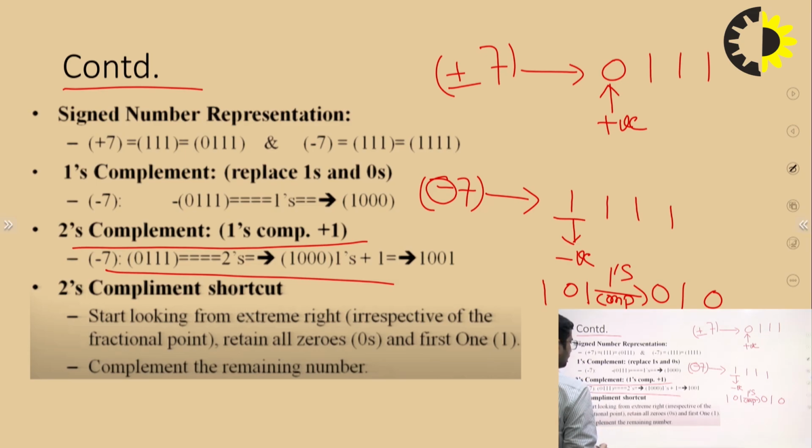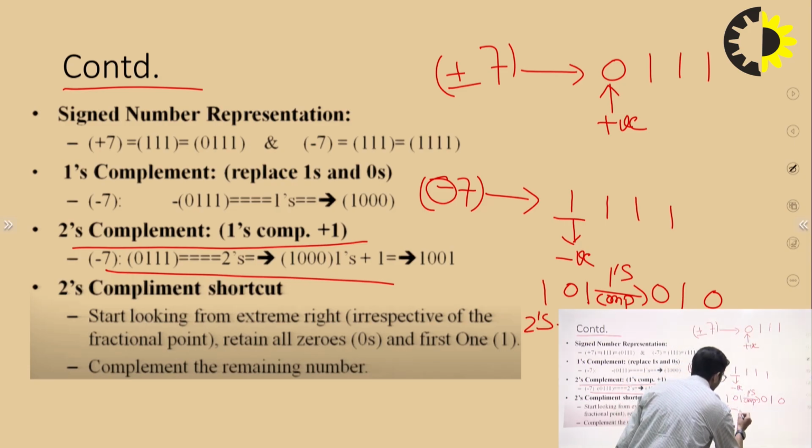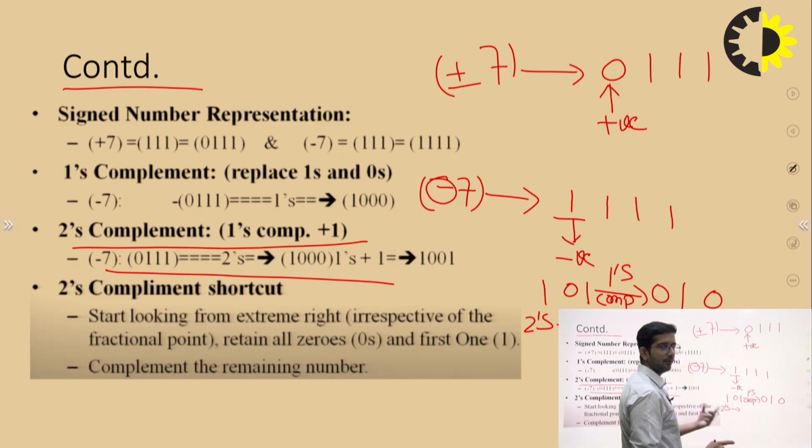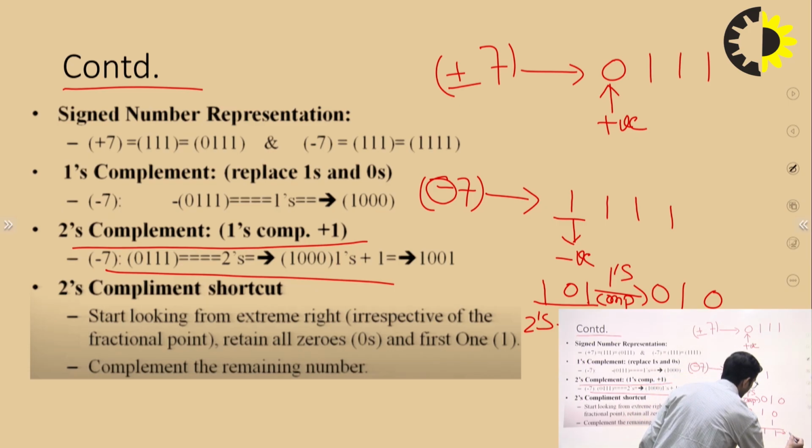How can we perform the 2's complement? For the 2's complement, either we have to take the 1's complement of the number and add 1 to it. For example, the 1's complement of 101 is 010. Now to perform the 2's complement, we have to add 1 at the LSB side. So 0 plus 1 is 1, giving 110. So this is our 2's complement of the number 101.